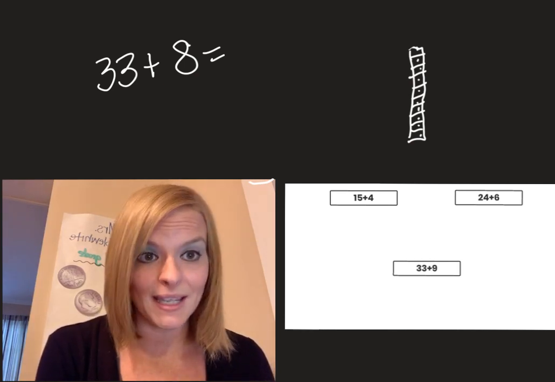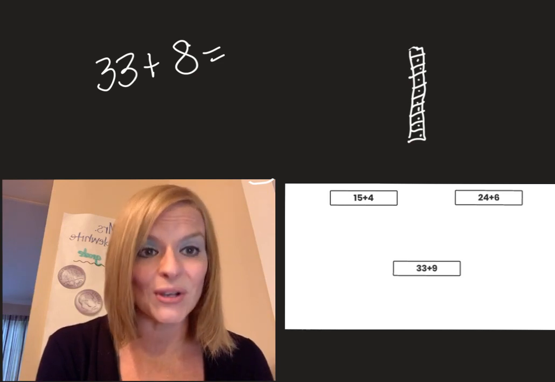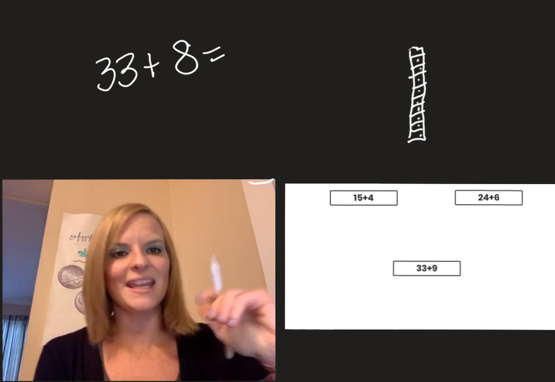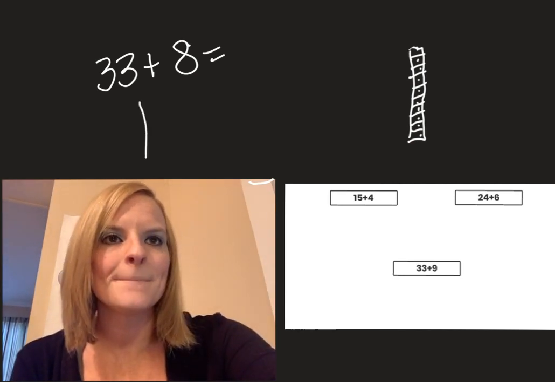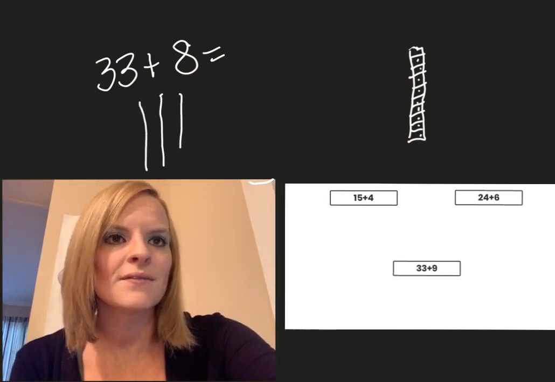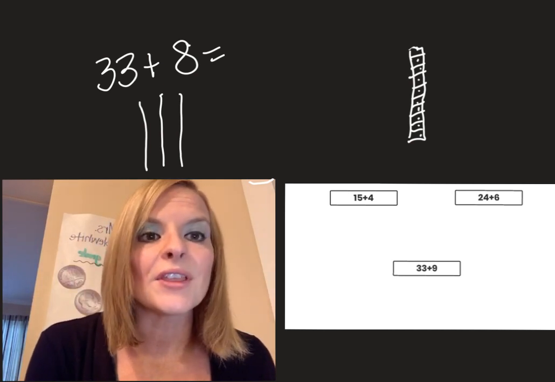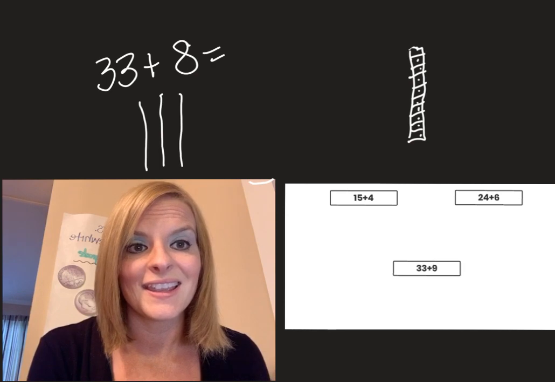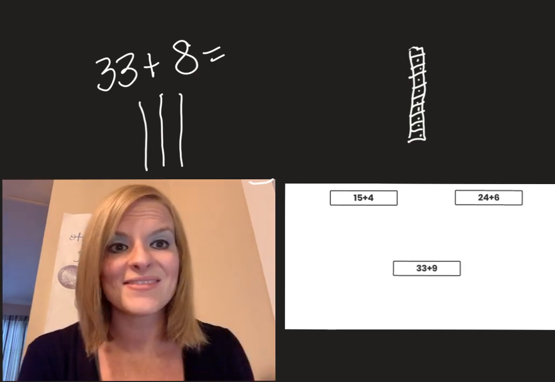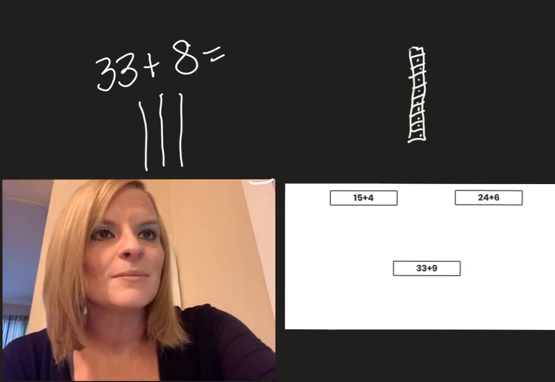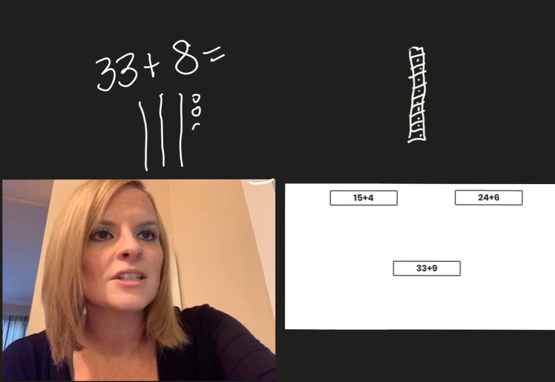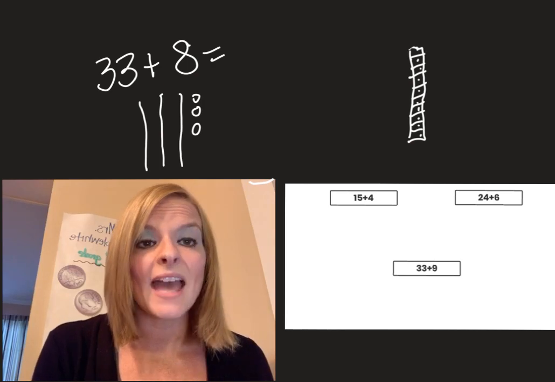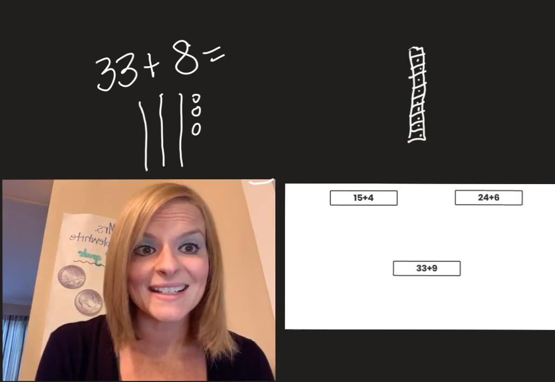So 33, how many 10s are in 33? Go ahead. Yes, 3. So we draw our base 10 rods for 33, for the 30 in 33. Now, how many 1s are in 33? Yes, 3. So I can do my boxes or my circles, whichever works. Now, I've got to add. How many am I going to add?